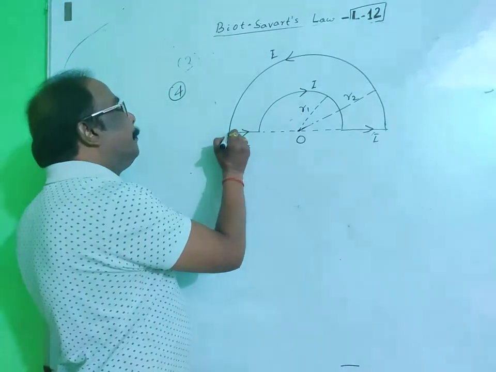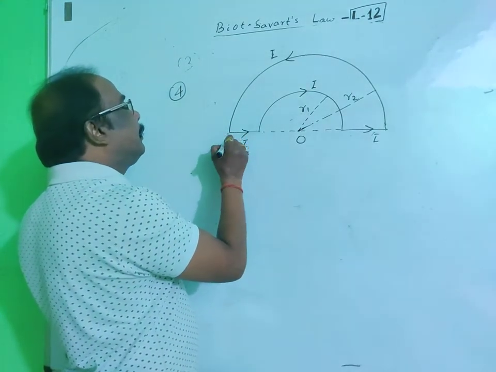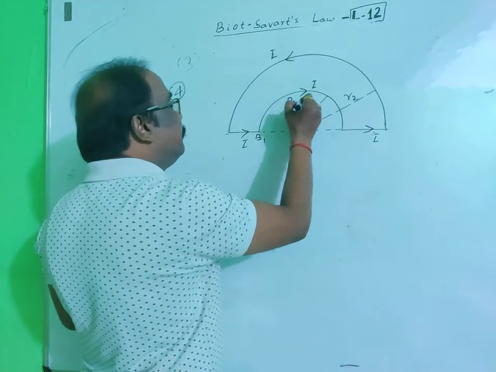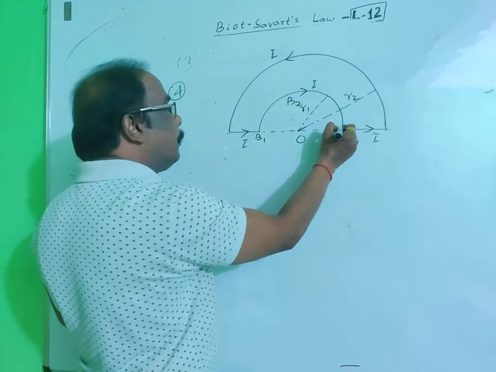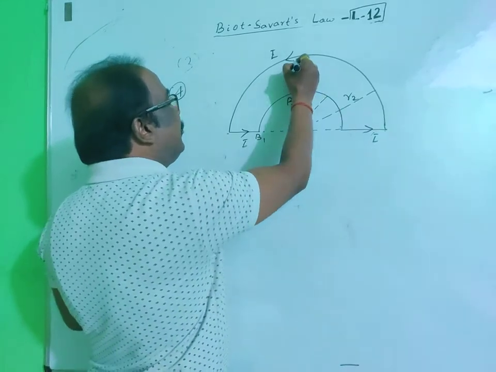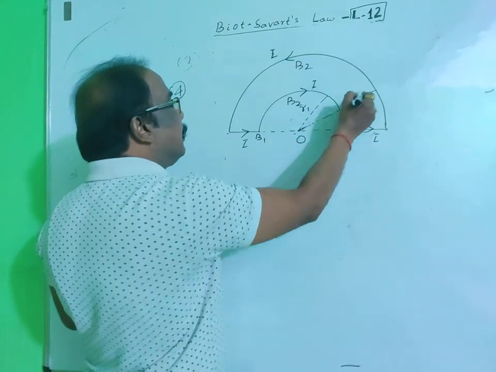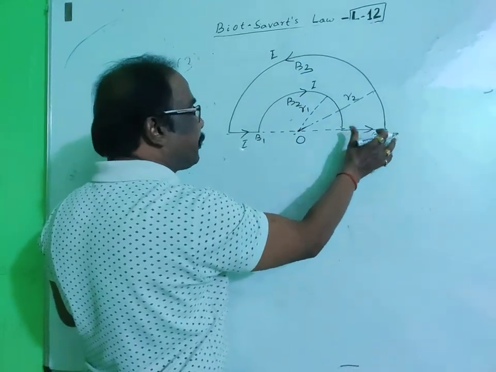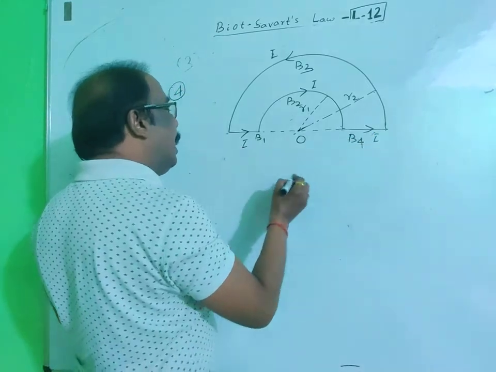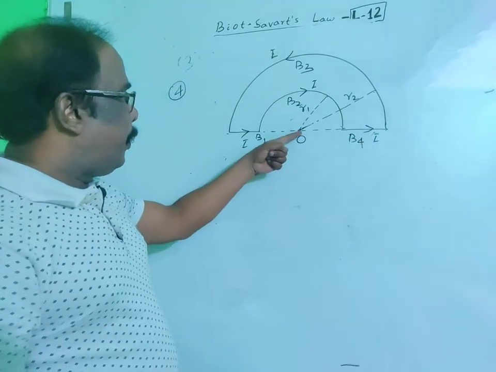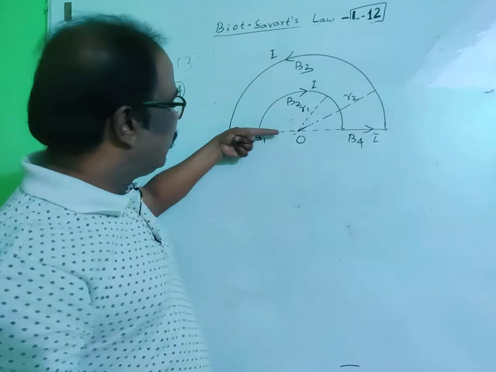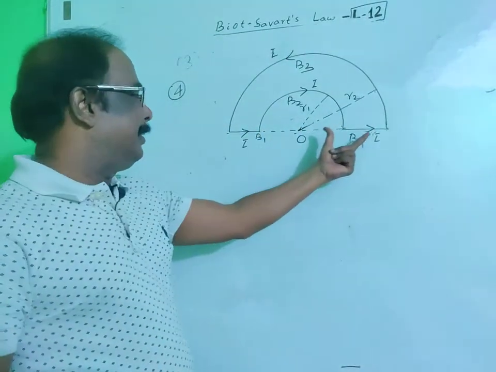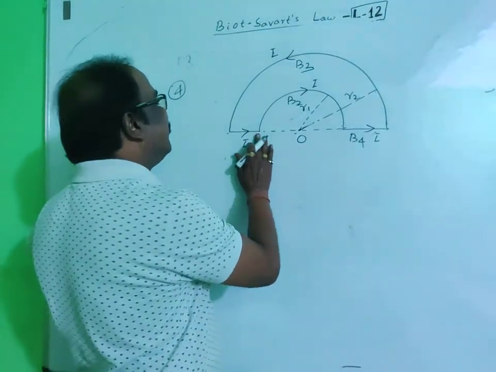See, the magnetic field due to this straight conductor may be taken as B1. Magnetic field due to the semicircle of radius R1 is B2. Magnetic field due to this larger semicircle of radius R2 is B3. And magnetic field due to this other straight conductor is B4. And as observed, point O lies along the direction of flow of current of this part and this part. See, I am naming.